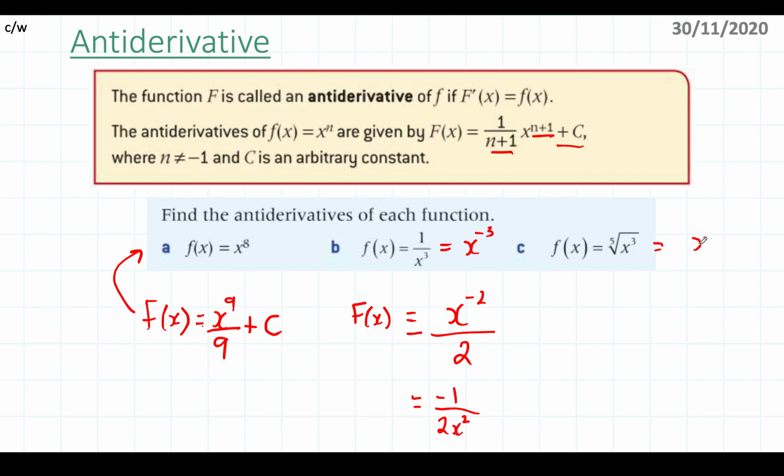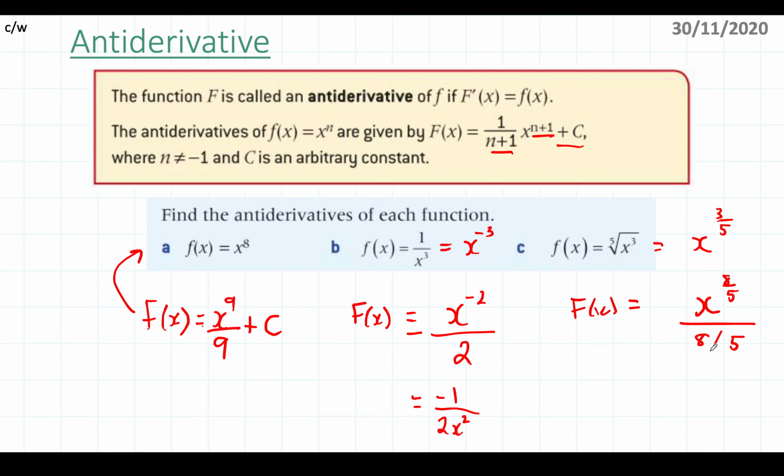This can be rewritten as x to the power of 3 over 5, and you'd follow the same exact rule. The antiderivative, you add the power, and so you're going to have x to the power of 3 over 5. You're just going to add a 1 into it, so that's going to give you 8 over 5. And then you want to divide by that amount, so divide by 8 over 5.